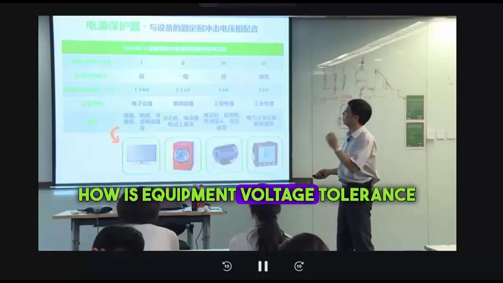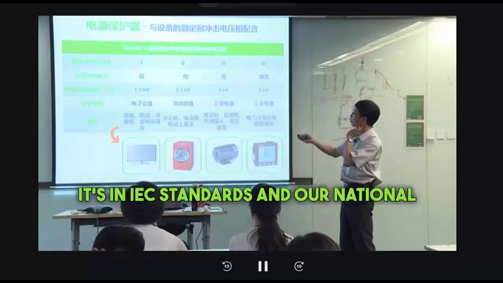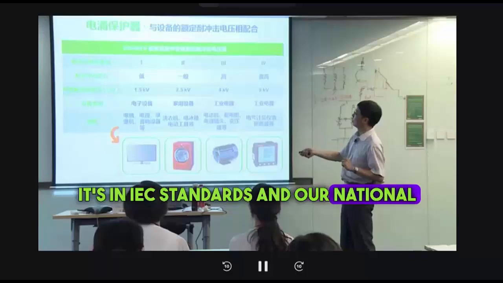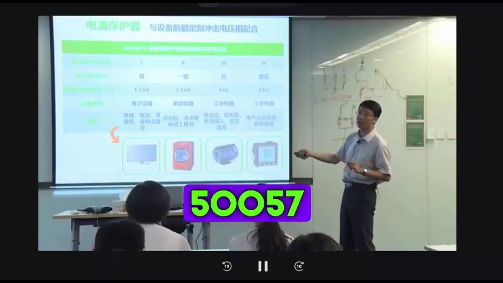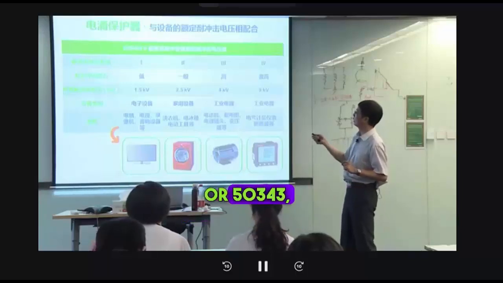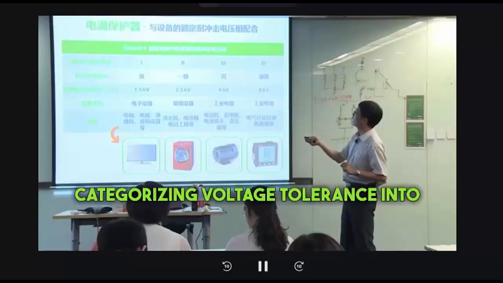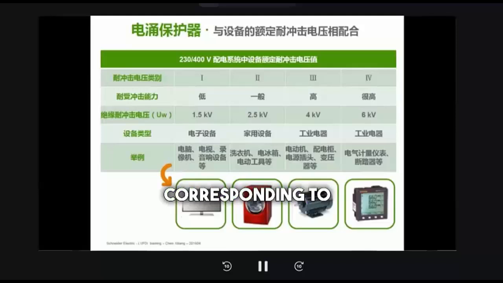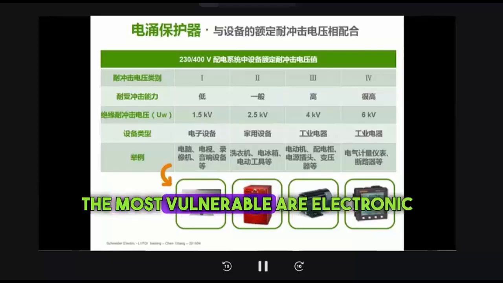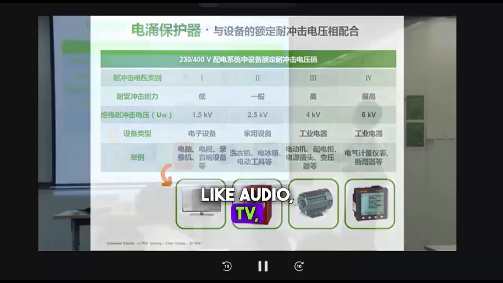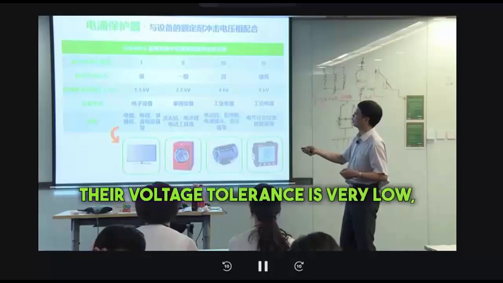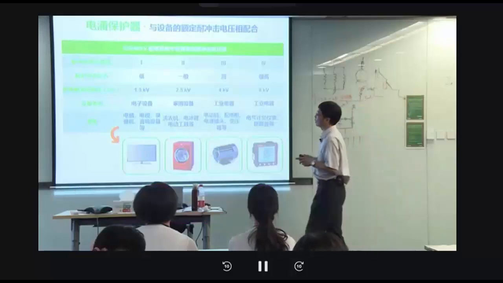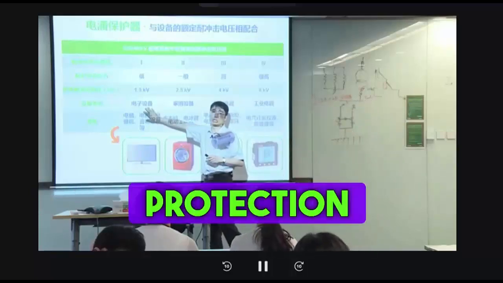How is equipment voltage tolerance defined? It's in IEC standards and our national standards, like GB 50057 or 50343, which provide tables categorizing voltage tolerance into 4 levels, corresponding to 1.5 kV, 2.5 kV, 4 kV, and 6 kV. The most vulnerable are electronic devices like audio, TV, computers, etc. Their voltage tolerance is very low, so they're often our main protection targets. They're our key protection objects.